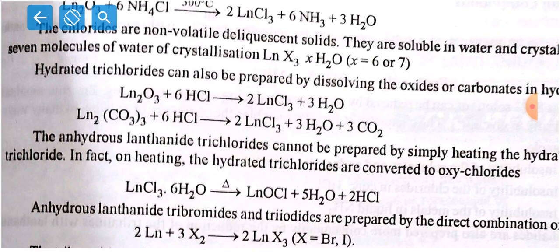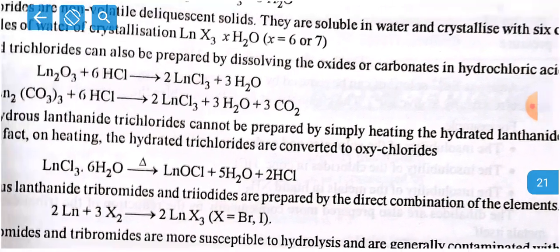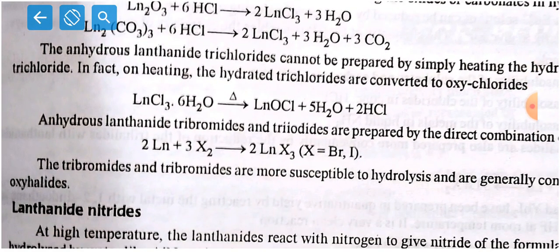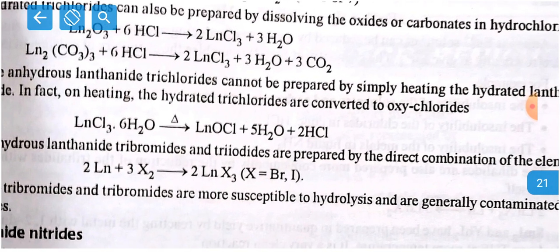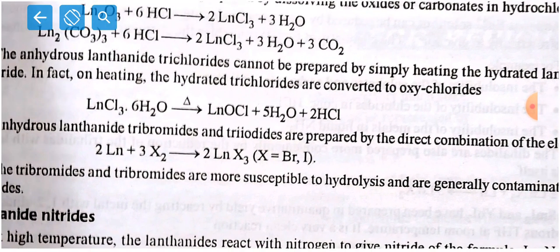The anhydrous lanthanoid trichlorides cannot be prepared by simply heating the hydrated lanthanoid trichlorides. In fact, on heating, the hydrated trichlorides are converted to oxychloride. LnCl3.6H2O on heating gives LnOCl plus 5H2O plus 2HCl. Anhydrous lanthanoid tribromides and triiodides are prepared by the direct combination of the elements. 2Ln plus 3X2 gives 2LnX3, where X is bromine or iodine.